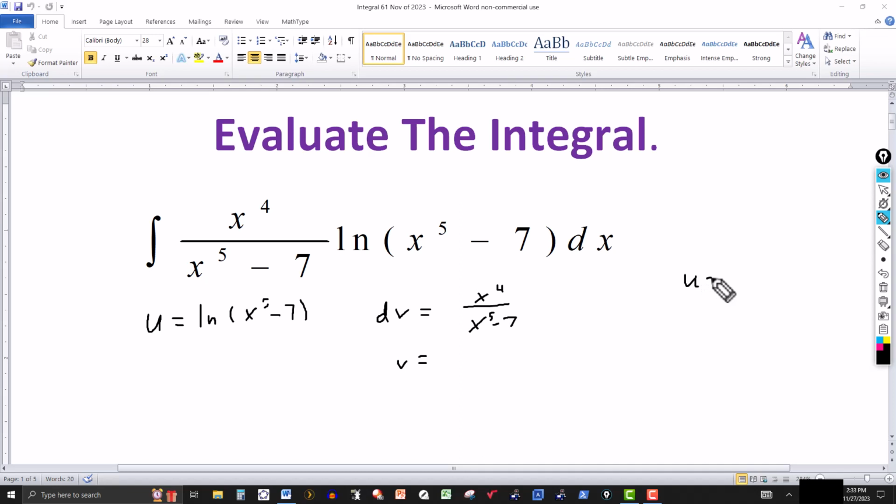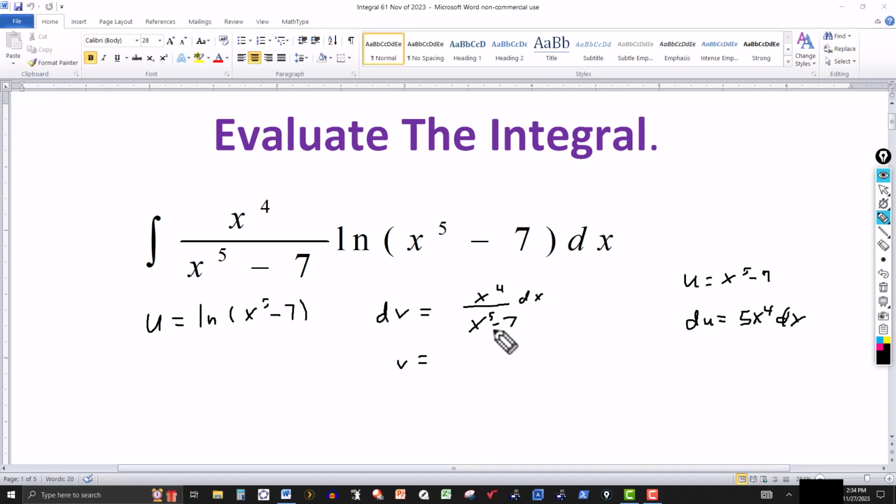this is u equal to, and this is a different u than this one over here. So I could call this one u1, but I'm just going to call it u, and say that's equal to x to the fifth minus 7. So du would equal 5, the derivative of x to the fifth, 5x to the fourth, dx.